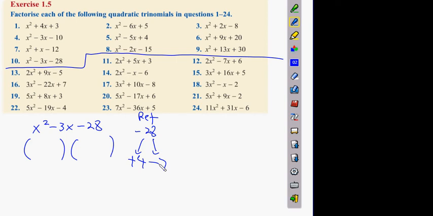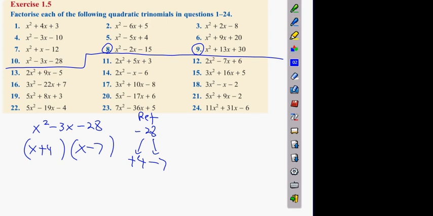So what we get here is x plus 4, x minus 7. Is that okay? Will you guys in class right now try number 8 and number 9? Which number was that? 8 and 9. I just did number 10.